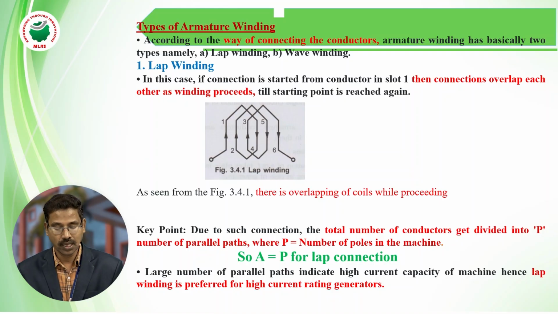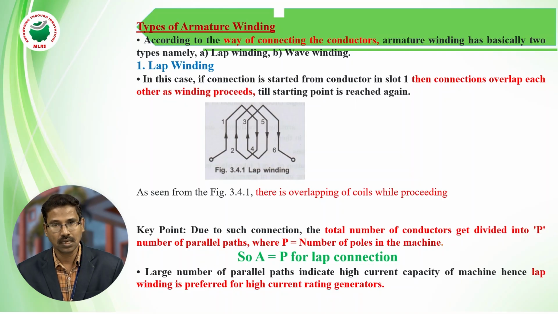What do you mean by lap winding? In lap winding, the armature winding is connected in such a way that the coil side, or the conductor, is placed on another conductor. It means the coil side is overlapped on another coil side. That's why this winding is called lap winding.